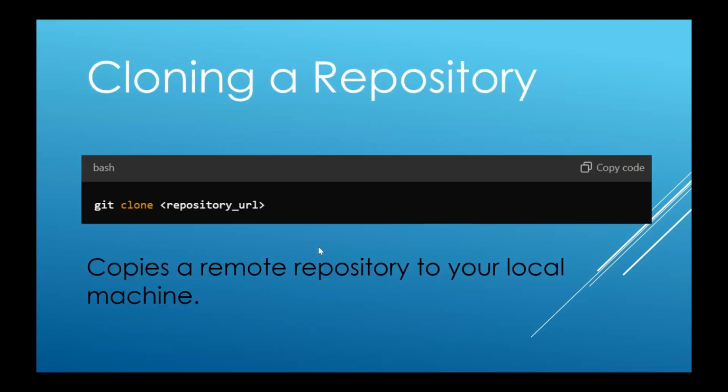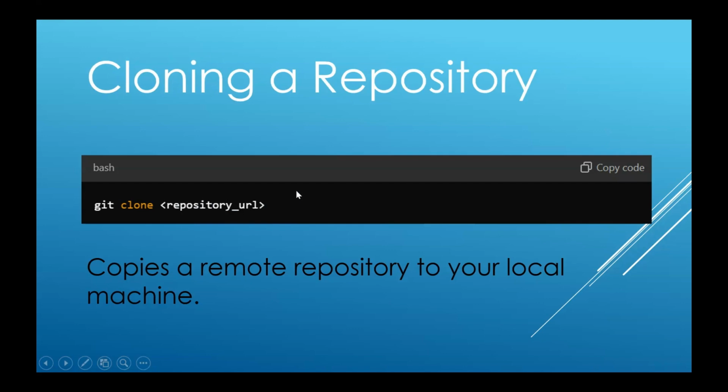and this is how you can clone the repository. If you have to clone the repository, you can run this command, git clone and the repository URL. Generally you get this repository URL inside the repository itself.